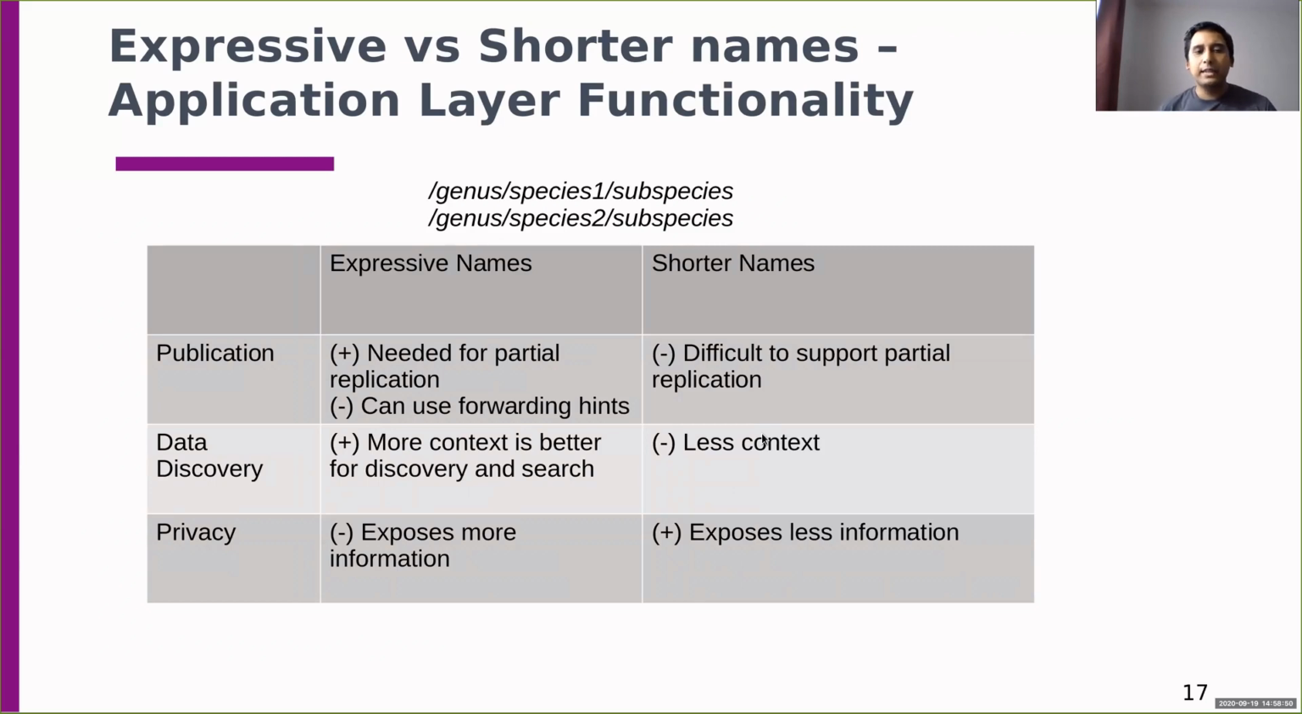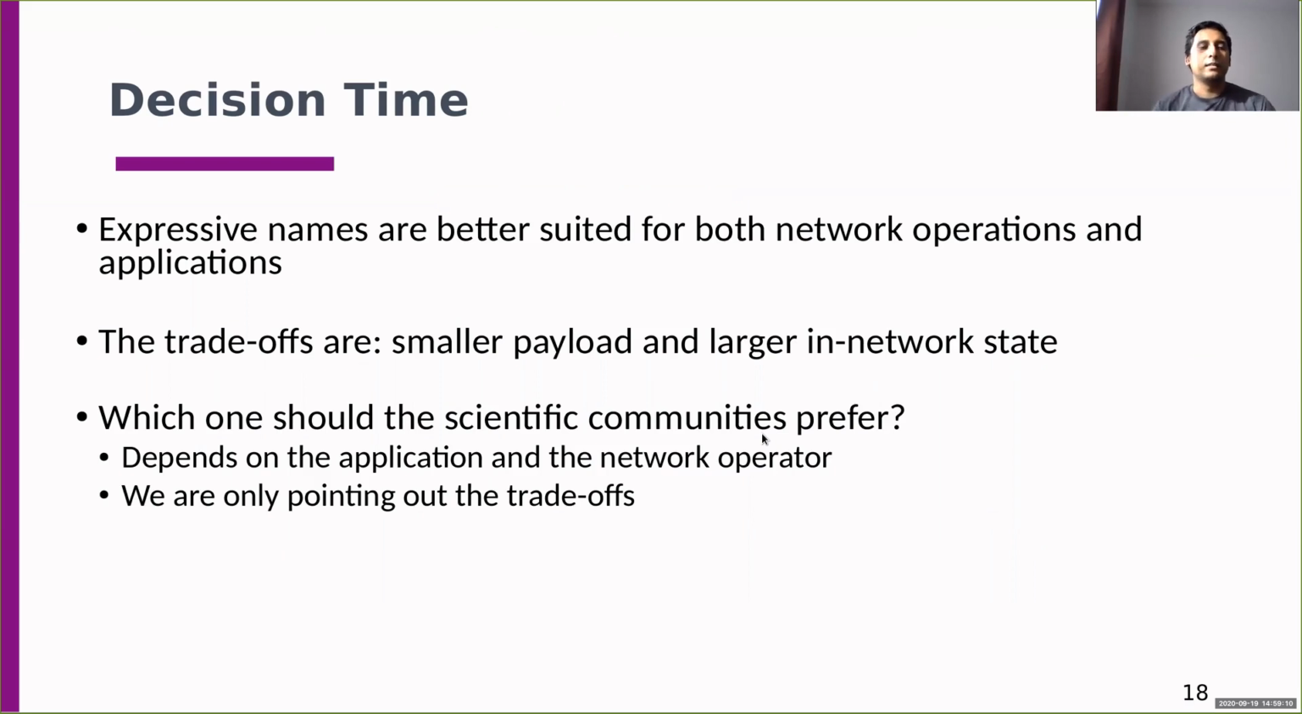For data discovery, more context is always better, both for indexing, discovery, and search. The downside is privacy. We expose more information with longer names. What did we learn from here? The expressive names are better suited both for network operations and applications. The trade-offs are smaller payload and larger in-network state.